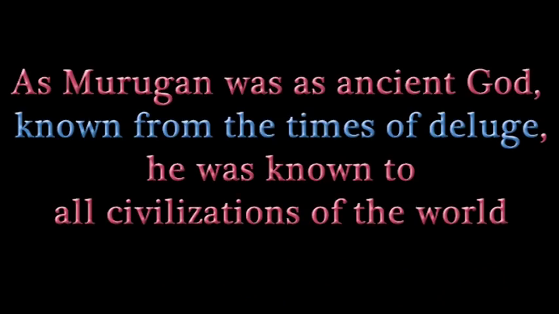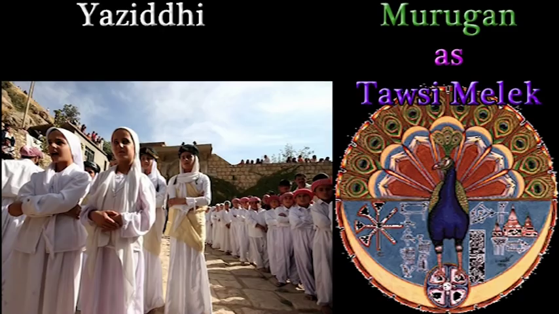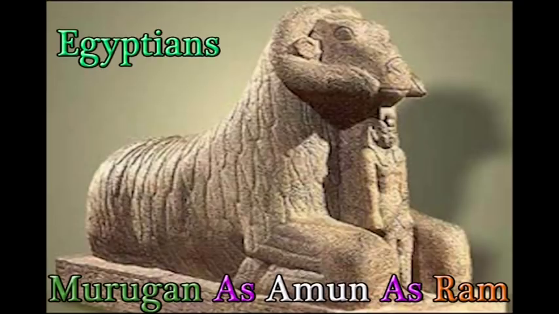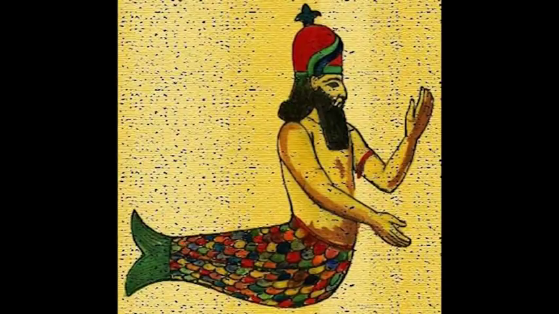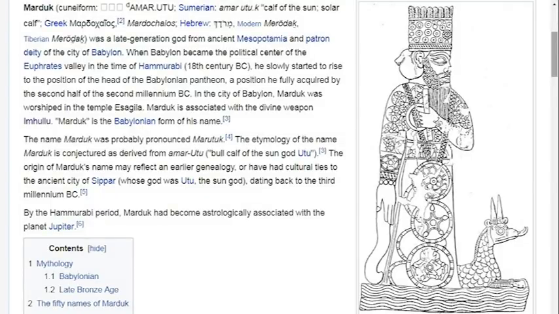As Murugan was an ancient god known from the times of deluge, he was known to all civilizations of the world. However, each civilization called him by different names and different forms. For example, Yazidis called him Tausi Melek and worshipped him as a peacock. The Egyptians called him Amun and worshipped him as a ram. The Philistines worshipped Murugan as a fish god and called him Dagan and identified him by a human-fish composite form. Babylonians worshipped him as Marduk and also as Bel god.